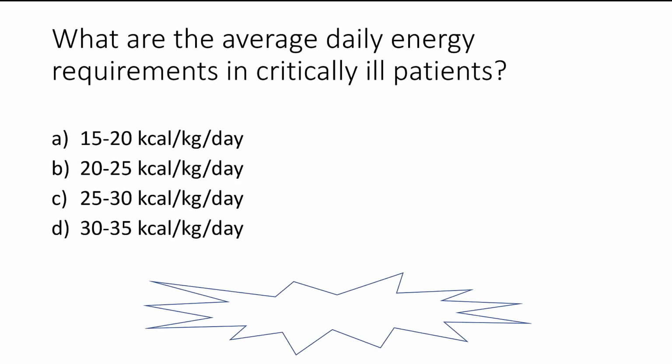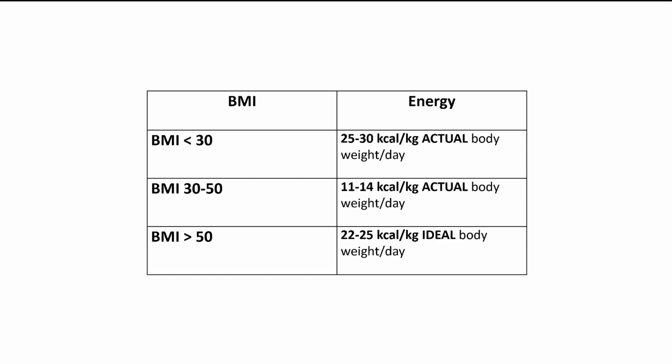What are the average daily energy requirements in critically ill patients? 15 to 20 kilocalories per kg per day, 20 to 25, 25 to 30, or 30 to 35 kilocalories per kilogram per day? The answer is 25 to 30 kilocalories per kilogram per day. Of course, this varies depending on the patient's BMI.